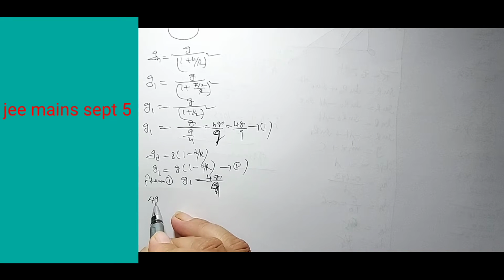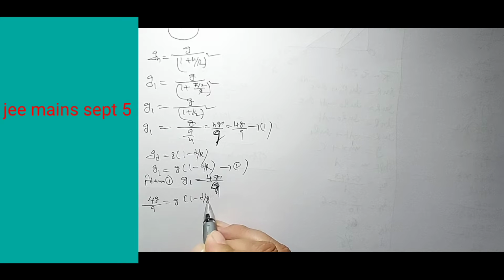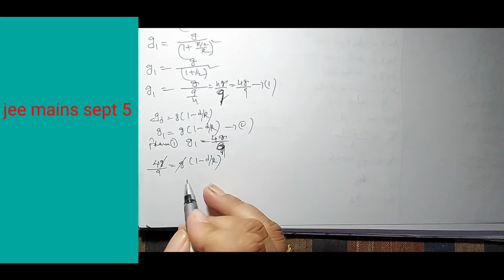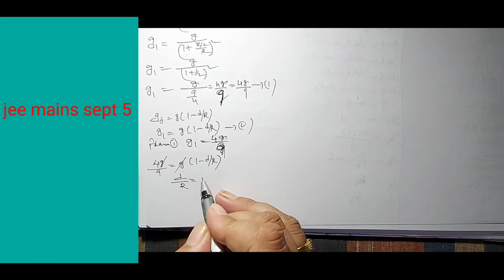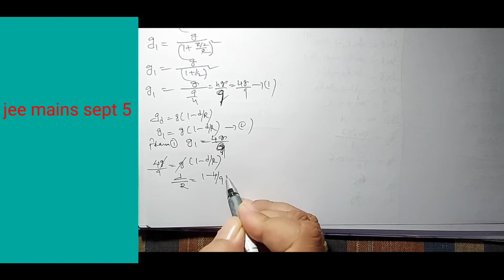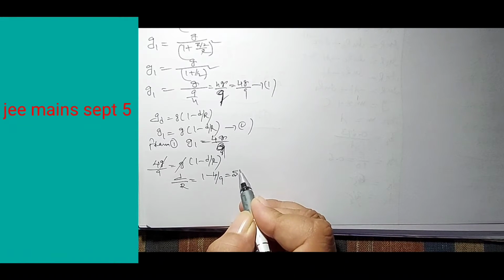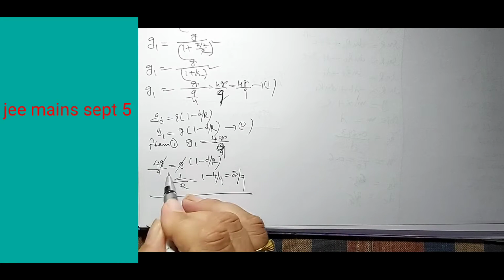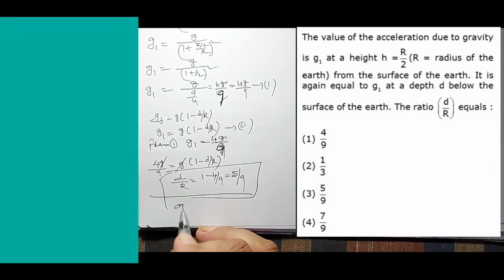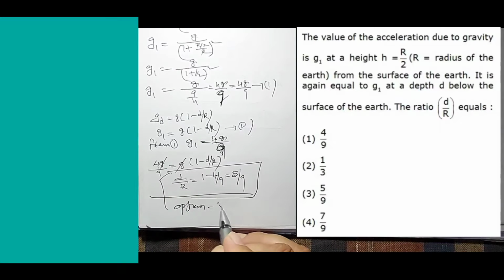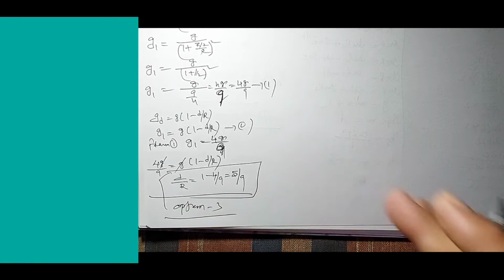So 4g by 9 is equal to g into (1 minus d by R). g cancels. Now we write here d by R is equal to 1 minus 4 by 9. That is equal to 5 by 9. So our option is option 3. Option 3 is our correct option.